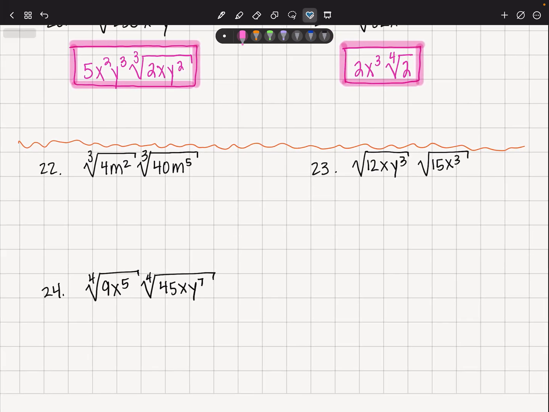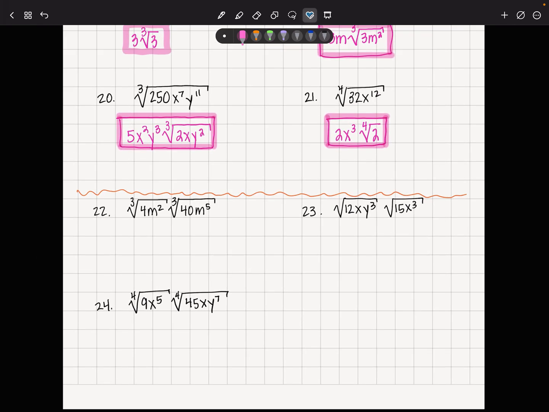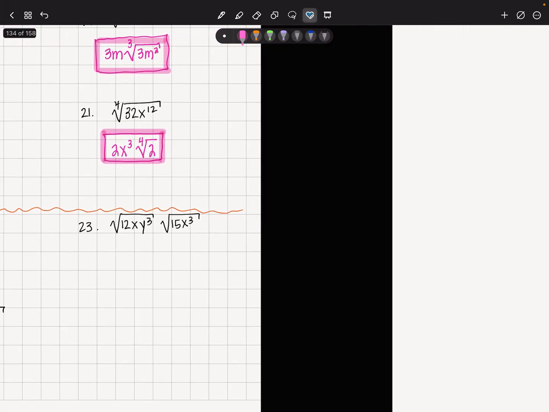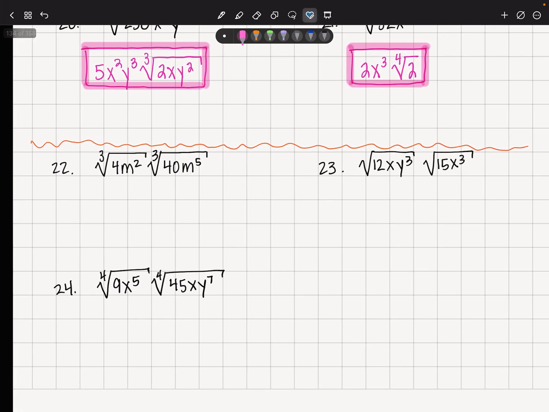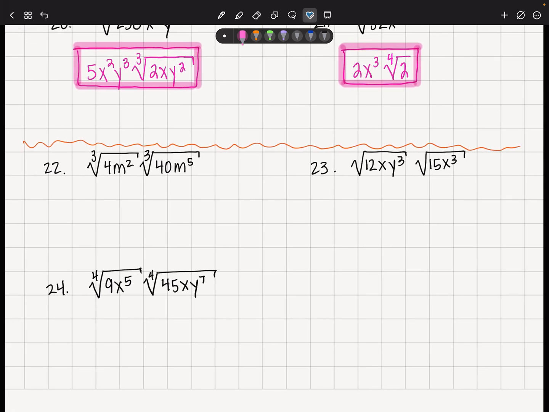In the next video, we're going to continue multiplying our radicals. 22, 23, and 24, we will continue to multiply our radicals. And I'm going to throw a number 25 in there to help you on the homework. So on number 25, let's do the square root of 3 times the quantity, the square root of 2 minus the square root of 7.